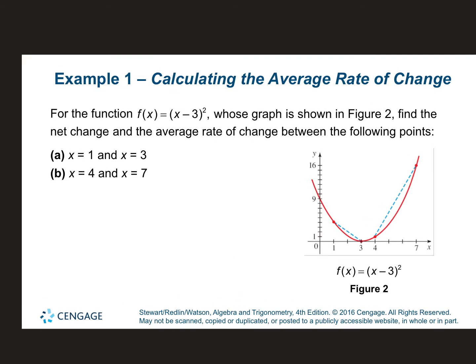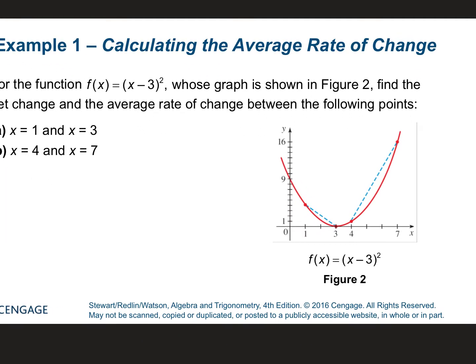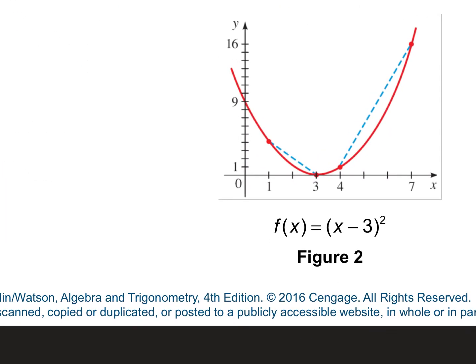So let's look at this. If we want to know the average rate of change, looking at this parabola, between 1 and 3 on the x-axis, let's look right here. First thing I'm going to look at is between 1 and 3. What's going on between 1 and 3? Is it speeding up or slowing down? How do you know it's slowing down? It's decreasing, right? So what kind of a number should we have here when we figure this out, if it's decreasing? Negative. Okay, good.